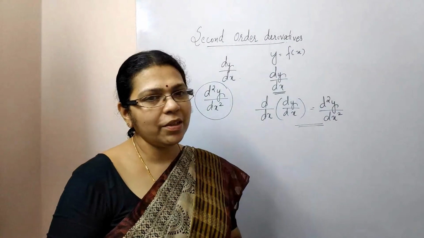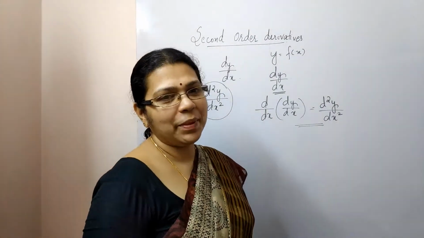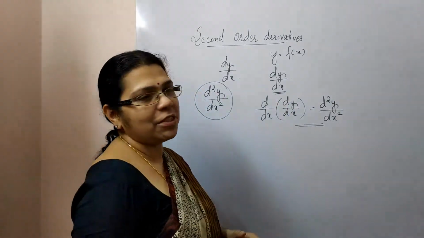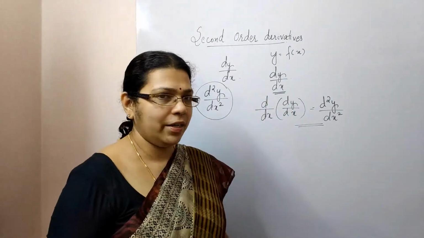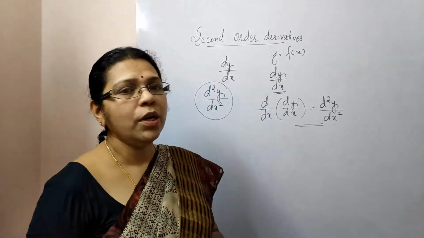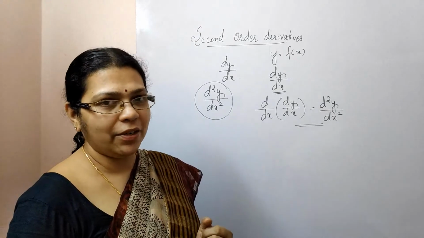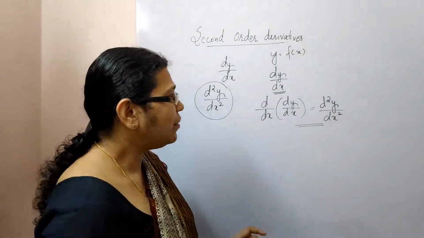So, first order derivative is dy by dx, second order derivative is d square y by dx square. What will be the third order derivative? d cube y by dx cube. Now, you needn't study that. Okay, we have only the first order derivative and the second order derivative. So, let's see how to find the first order and the second order derivatives. First order you know. Now the second order derivative.